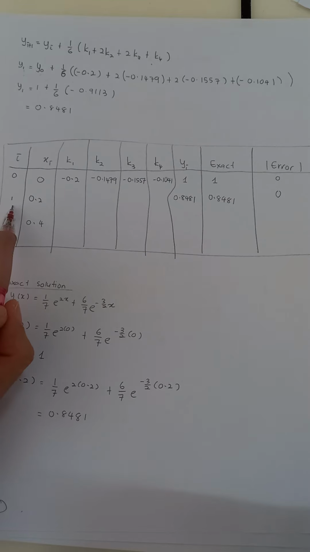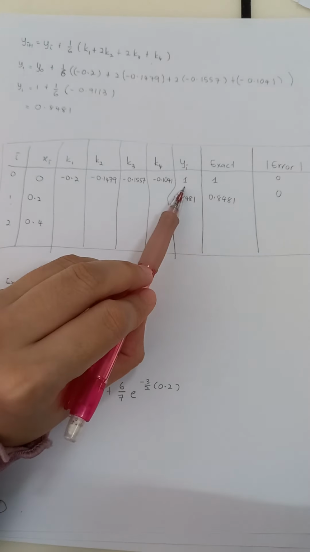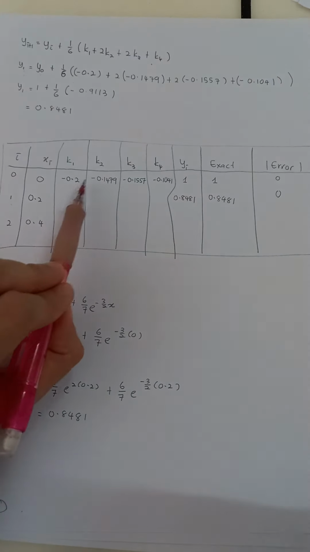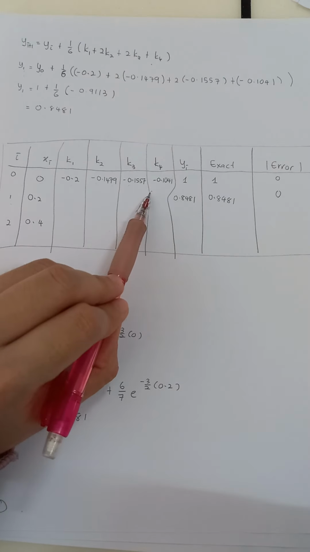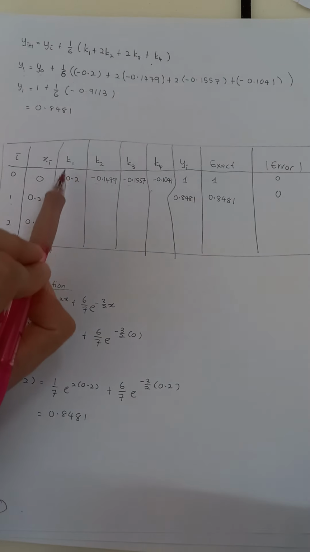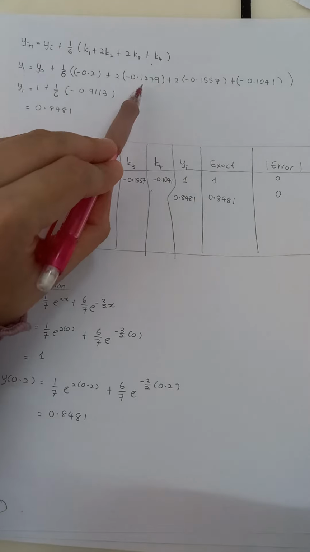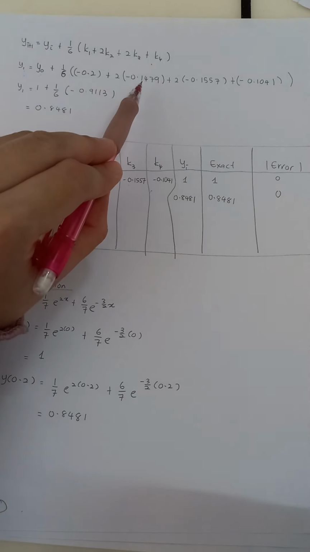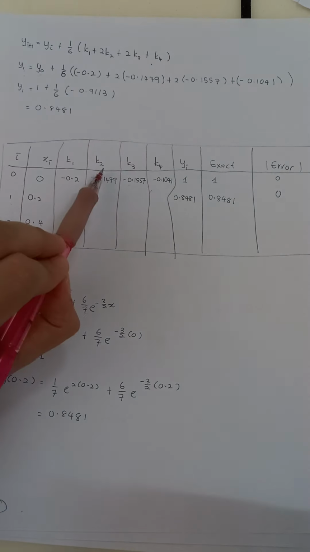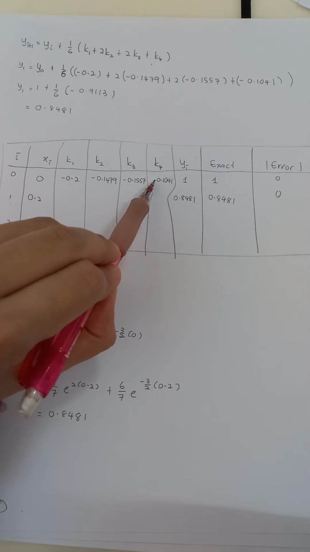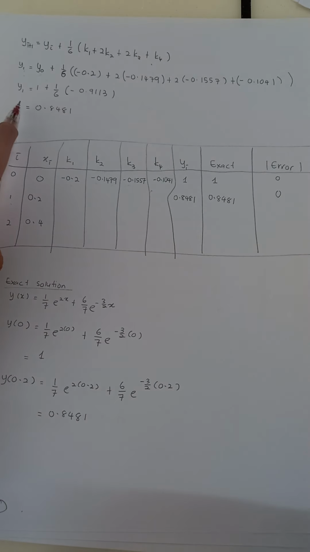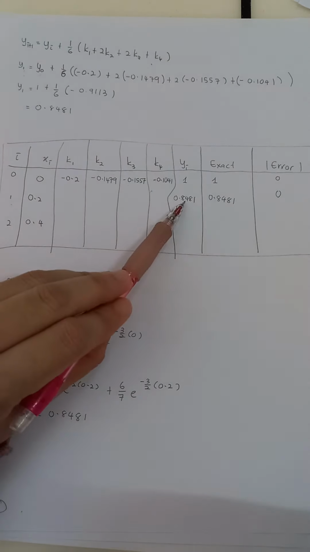Ni Y1 kan? Ni Y0. Y0 from the question is 1. This value, okay, we put lah the value. Ni K1 negative 0.2. K2 is negative 0.1479 and so on. Okay, so Y1 is 0.8481.